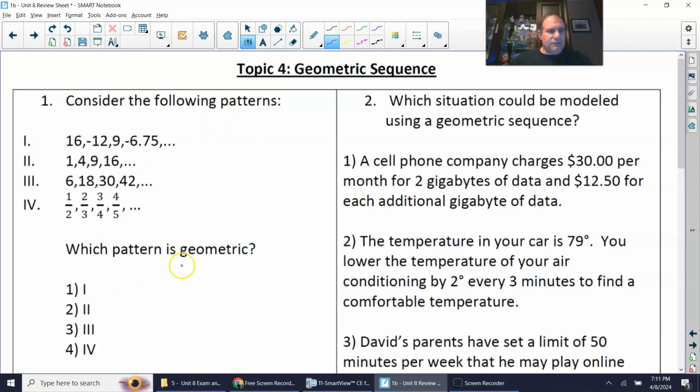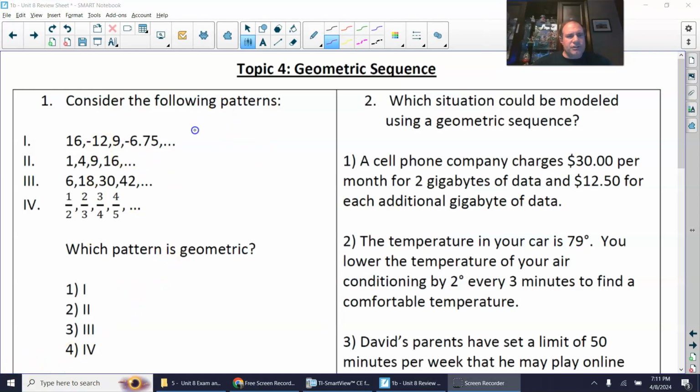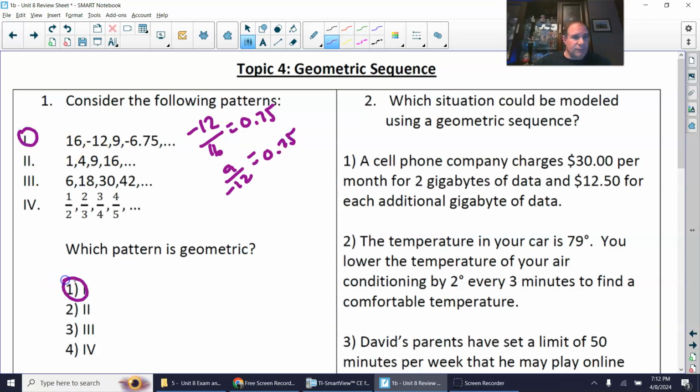Consider the following patterns. Which pattern is geometric? So you just take negative 12 divided by 16, and you are going to get 0.75. And I'm just going to take 9 divided by negative 12 to just check this out. It is 0.75. So this is geometric, and which pattern is geometric? It is 1. For the next one, this is plus 3. That's a plus 3. This is a plus 5. This is a plus 7. That is not linear, but it's not geometric.